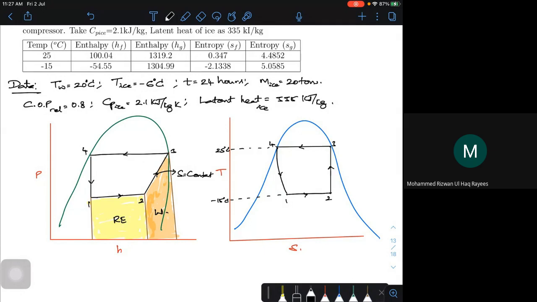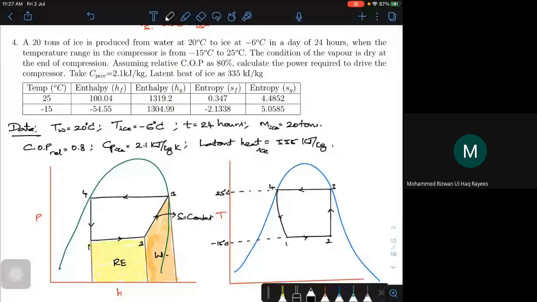Okay, this is what I am trying to put on a pH chart, and see, this is where 3 is the compressor exit. It's given in the numerical that it's dry vapor, that is dry and saturated at the end of compression. That's why I am trying to touch your dry saturated line. Okay, that's the reason why we are getting in this direction.